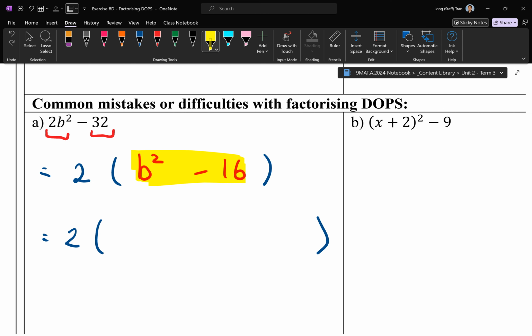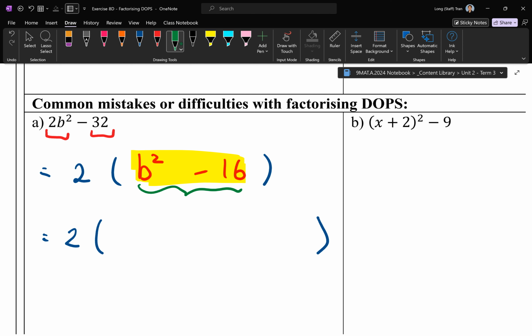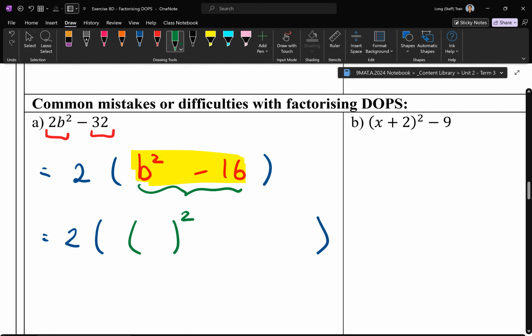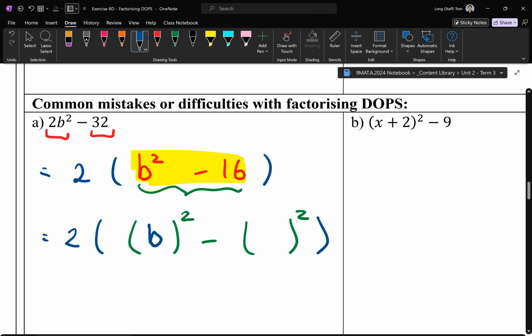B squared minus 16. If you focus on only just this, whilst maintaining the 2 on the outside, we can do the same thing we did before. Square of something gives you the b squared, minus the square of something has to give you 16. So we do it again. What number goes inside here if I want square of something to give you b squared? What should that number be? B. Then the same thing, square of what will give you 16?